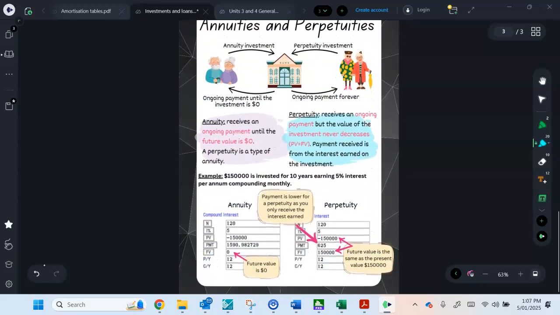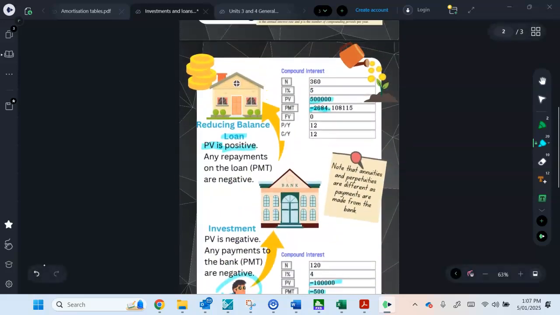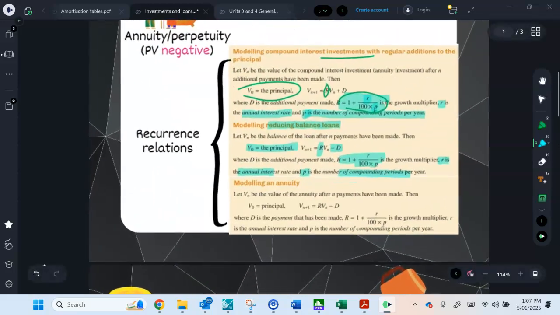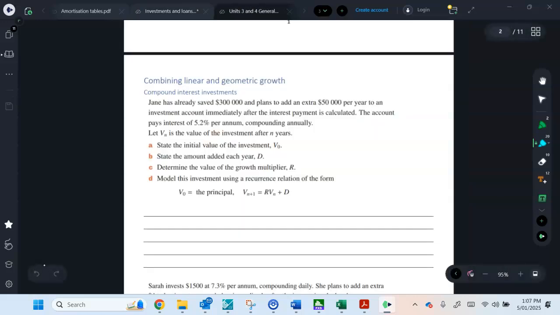All right, and this page here is just looking at annuities and perpetuities, so don't worry too much about that. We'll cover that in a separate video. I'm going to go back to this recurrence relation page because we might refer to that later. Let me just get my notes. So let's have a look at a few of these questions.